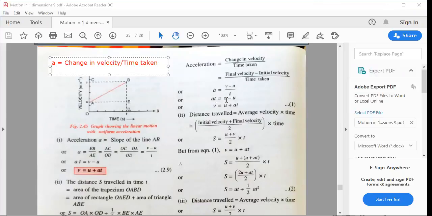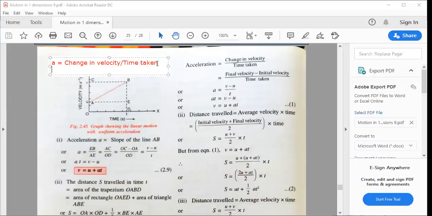So AT is equal to V minus U. V is equal to U plus AT. So this is the direct derivation. Okay, this is not the graph wala derivation. For the graph wala derivation, you have to write this and then you have to get it. So just note what they are asking in your exam and accordingly you do it.